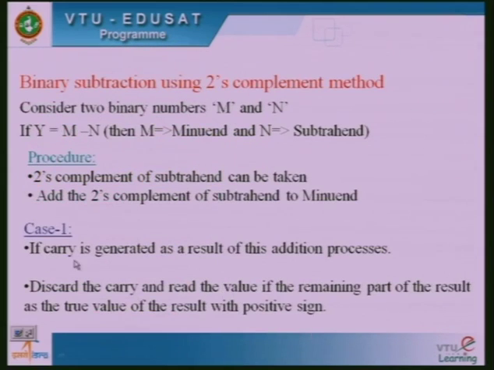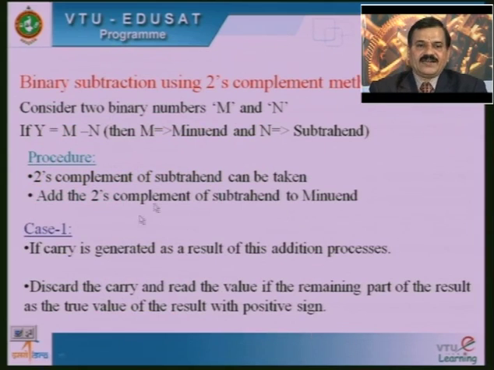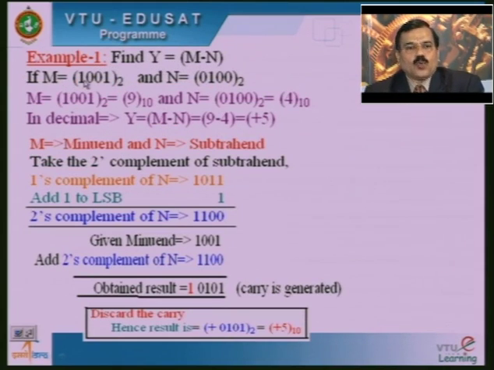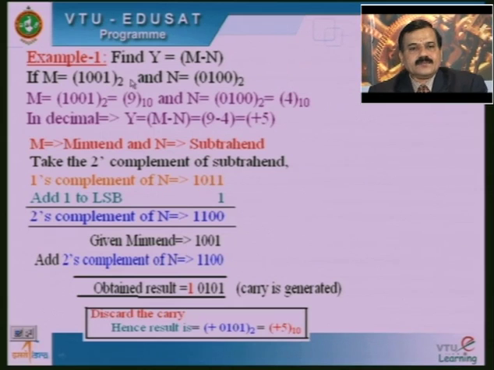The first case, if the carry is generated because of the addition process, if the carry is generated as a result of this addition process, it is discarded and the remaining part of the value of the result is giving the true value that we are expecting. For that we are going to solve one example. So find y is equal to m minus n. The same m is equal to 1 0 0 1 and n is equal to 0 1 0 0.